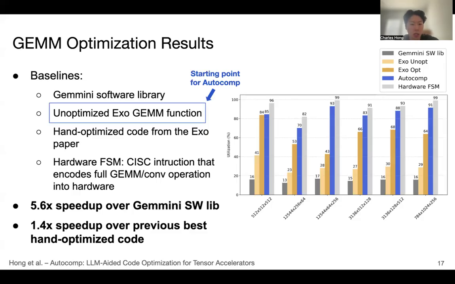So we used the unoptimized EXO implementation as a starting point for Autocomp. As you can see in the light orange, it really is a lower performance point that we're starting from, higher than the Gemini software library generally, but quite a bit below the hand optimized code. And we apply Autocomp starting from there, and we find that we are able to achieve a 5.6x speed up over the Gemini software library. You can see in the blue bar here. And we're actually able to achieve a 40% speed up over even the code which was extensively hand optimized.